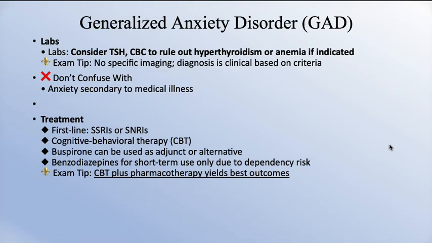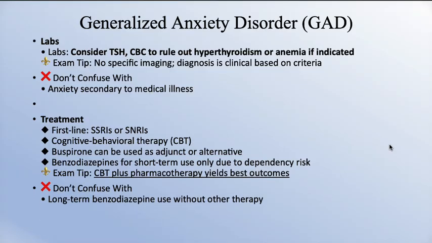And the treatment for general anxiety disorder: the first line will be SSRIs. Cognitive behavioral therapy can also be used. Buspirone can be used as an adjunct or alternative, and benzodiazepines for short-term use only due to the dependency risk. Exam tip: CBT plus medication yields the best outcomes. So in exam questions, they can describe a patient with generalized anxiety disorder and ask you which of the following treatment or treatments yields the best outcomes, and you should be thinking CBT plus meds. Don't confuse it with long-term benzodiazepine use without other therapies.